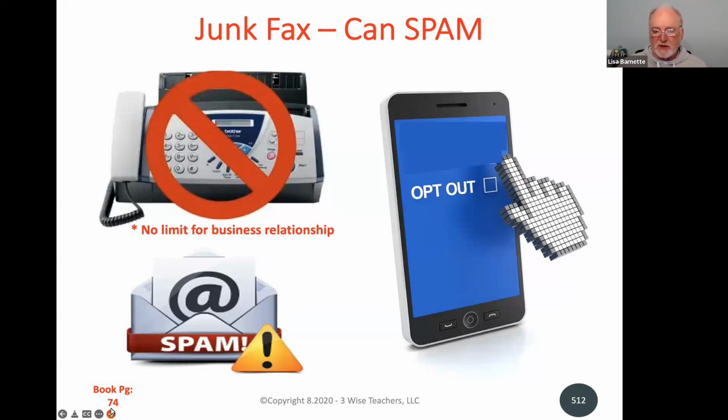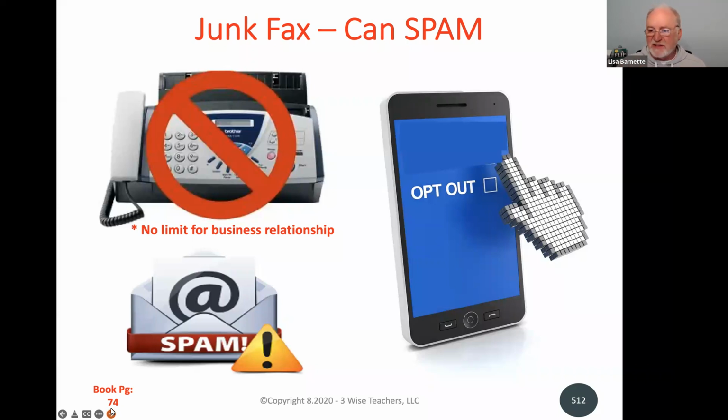And then notice that there's no exception for business relationships there. If I do, in fact, have a business relationship with someone, I could actually send them the fax. It would not be considered a junk fax then. It would be considered that we had a business relationship, again, until they asked me to stop.